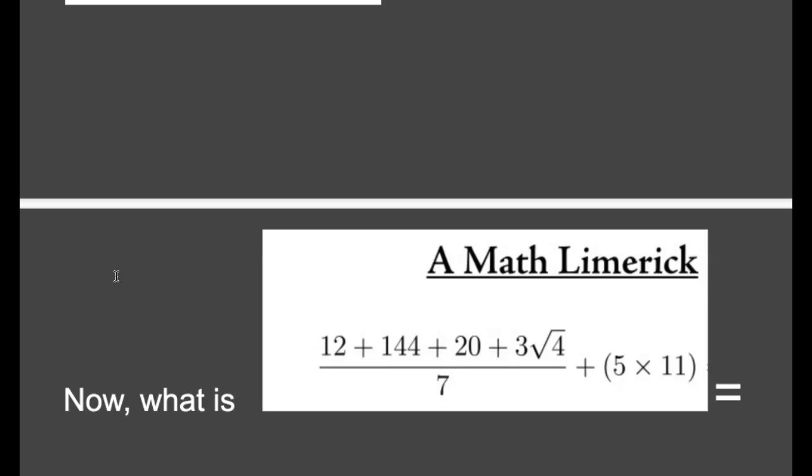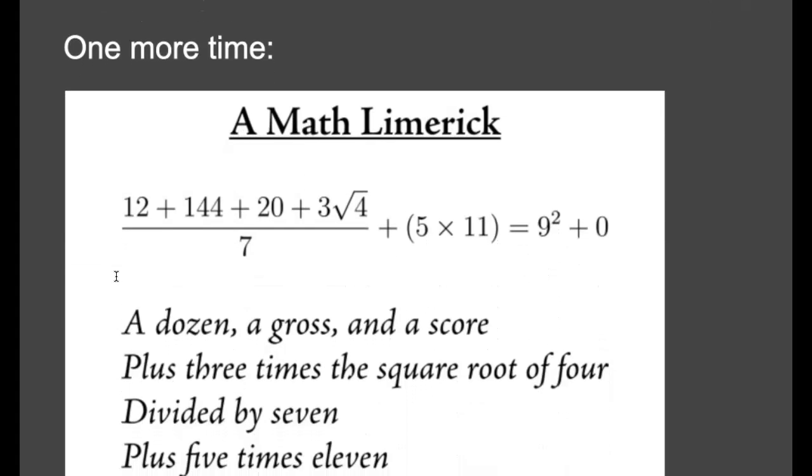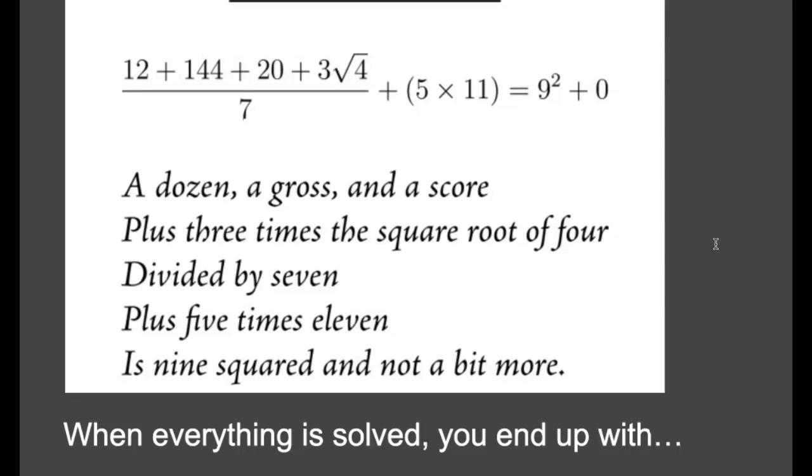So dude, you did it. You totally did it. So one more time. A dozen, a gross, and a score, plus 3 times the square root of 4, divided by 7 plus 5 times 11 is 9 squared and not a bit more. So when everything is solved, what do you end up with?